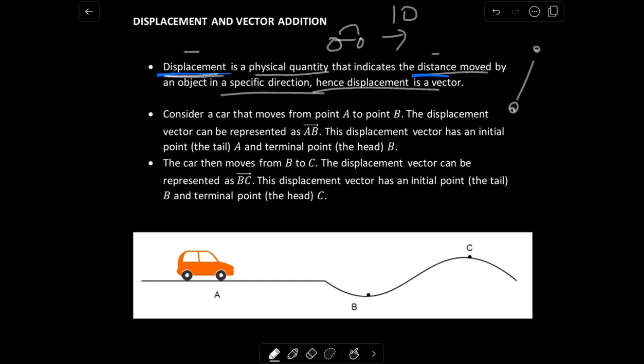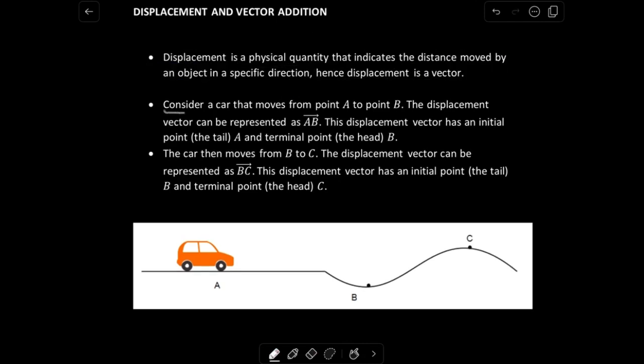You can think of it in an easy way. Think of distance as just a number. So the car has moved 10 centimeters. In what direction? We don't know. Distance doesn't reveal that information. So displacement is a vector, distance is a scalar.